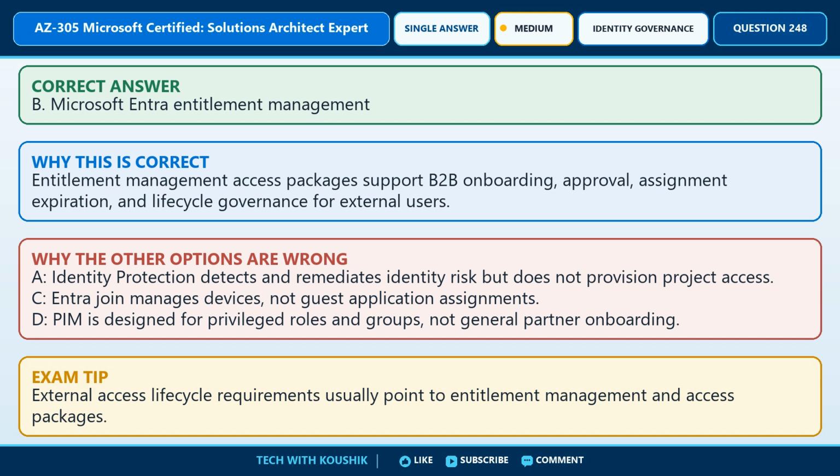Now consider why the remaining options are unsuitable. A. Identity protection detects and remediates identity risk, but does not provision project access. C. Entra join manages devices, not guest application assignments. D. PIM is designed for privileged roles and groups, not general partner onboarding. Keep this examination point in mind. External access lifecycle requirements usually point to entitlement management and access packages.